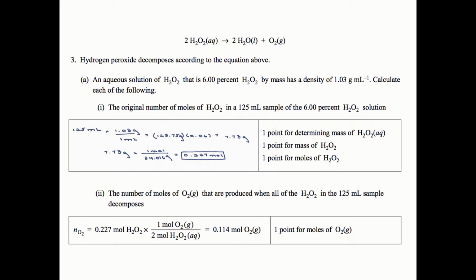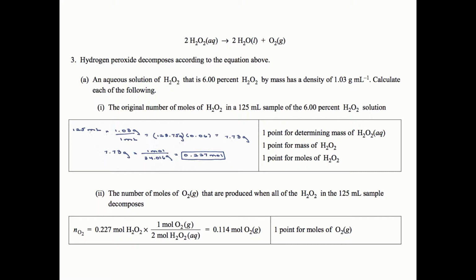So what I did was I first said, okay, how many grams of this solution do I have? Well, I'm going to take 125 and multiply it by the density, which is 1.03 grams per mL. And so that tells me I have 128.75 grams of this solution. Well, only 6% of that mass of the 128 grams is actually hydrogen peroxide. The rest is water. So what I'm going to do is multiply the mass of the total solution by 0.06 because I need to make the percent a decimal, and I find out that I have 7.73 grams of hydrogen peroxide. Okay?